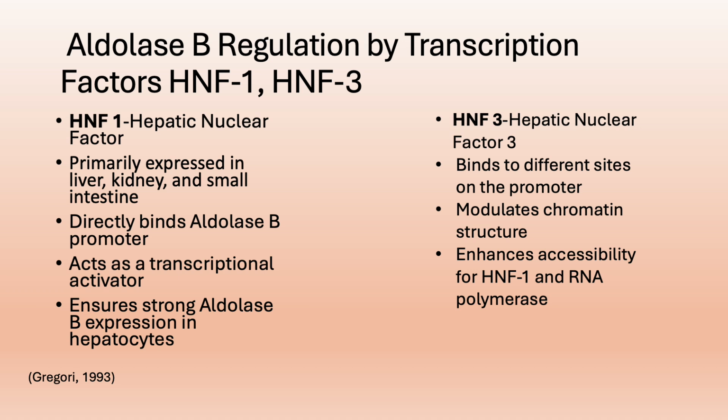Just like every other enzyme and protein in the body, aldolase in our cells is regulated at the genetic level. The aldolase B enzyme is regulated at the transcriptional level by 2 important transcription factors, which are HNF1 and HNF3. HNF stands for hepatic nuclear factor. And I talked about how aldolase B is an essential enzyme involved in breaking down fructose in glycolysis and facilitating gluconeogenesis. It is mainly found in the liver, kidney, and small intestine.